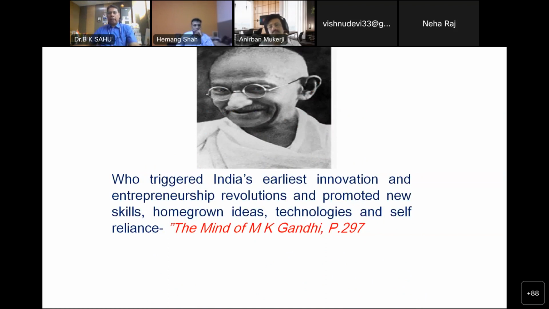and also collaborative partners like the corporates, the industry associations, the institutions, and all startups together. Let's join hands and make the difference to fulfill the dream of Mahatma Gandhi, our founding father. That is homegrown ideas, technology, and self-reliance.